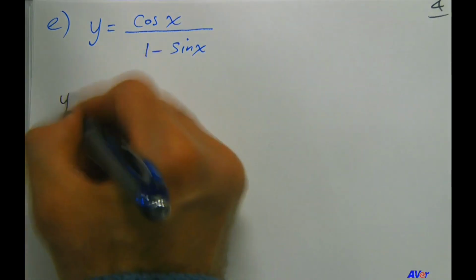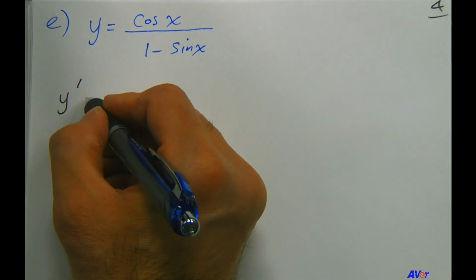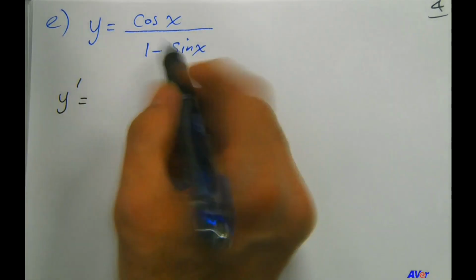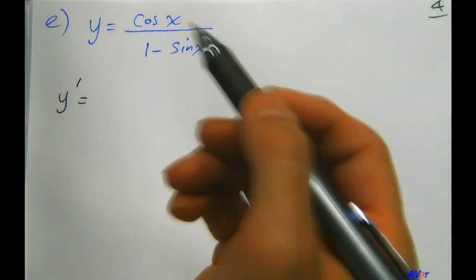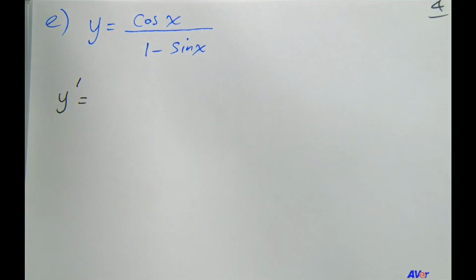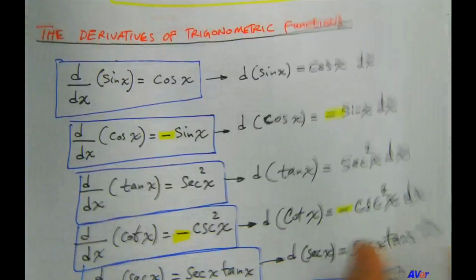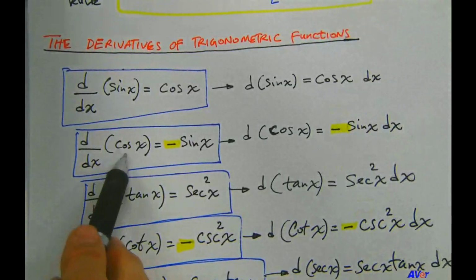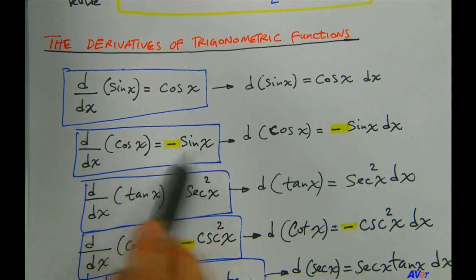So we have y prime, that is equal to the derivative of cosine of x, which is, of course, minus sine of x, right? Right there we have cosine of x. The derivative of cosine of x is minus sine of x.